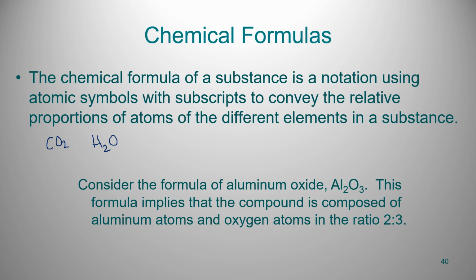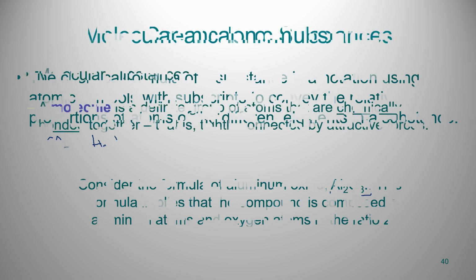So these are the element symbols. When we combine them together, it tells how many are in the compound and the ratio. Remember that in compounds, the ratio is constant. Here's another formula. Aluminum oxide is a compound that has 2 aluminum for every 3 oxygen. And so this is the ratio in this compound. So that's a chemical formula.